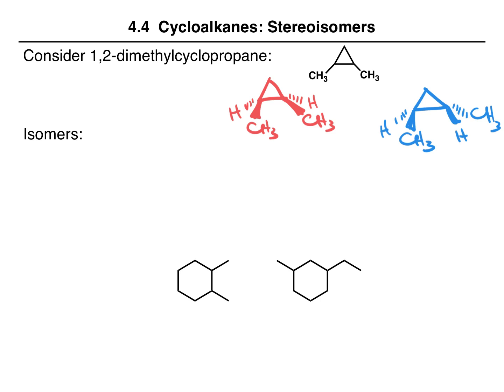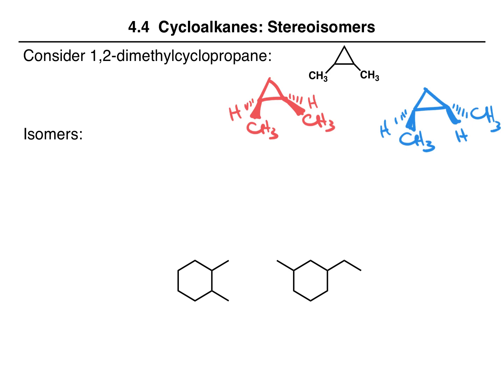Well, at first glance, this might look like what we just saw with alkane conformations, where our groups are in a different location in space. But unlike what we saw with conformations, where we had different arrangement in space that can be interconverted, here we have different arrangement in space, and they cannot be interconverted by rotation around a single bond. So this is actually a new type of isomer.